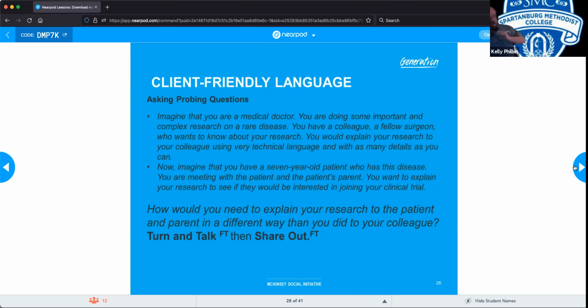Now, if you are that same surgeon, imagine you have a 7-year-old patient who has this disease, and you're meeting with the patient and their parents, and you want to explain the research to see if they would be interested in joining your clinical trial. How would you need to explain this research to the patient and the parent in a different way than you would your colleague?